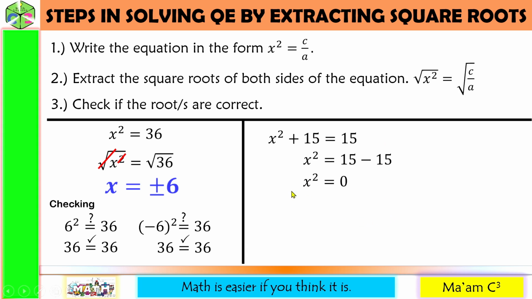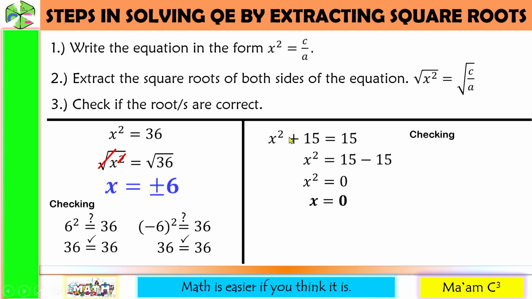The numerical coefficient of our x squared is invisible 1, so this is okay. Now, c here is equal to 0. And square root property states that if c is equal to 0, then you only have one real root, and that is actually equal to 0. So let us check this one.